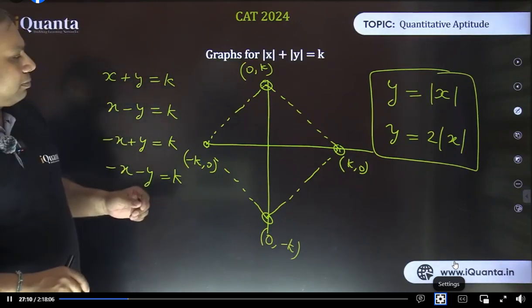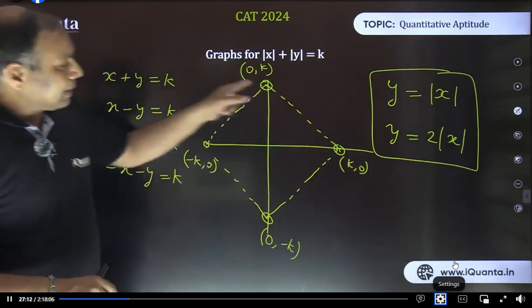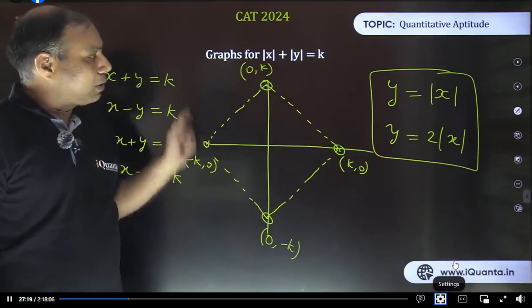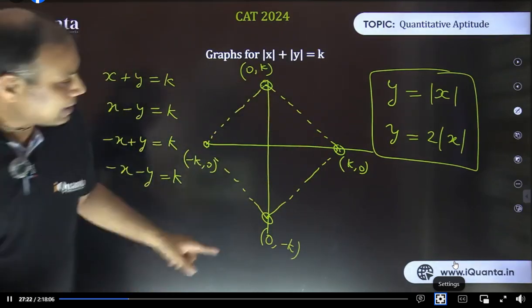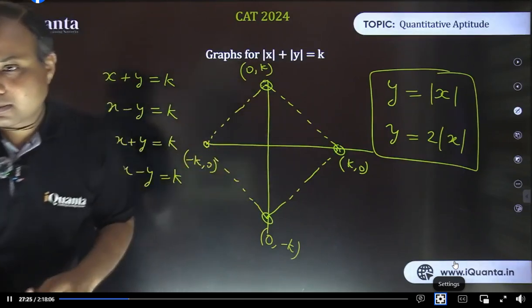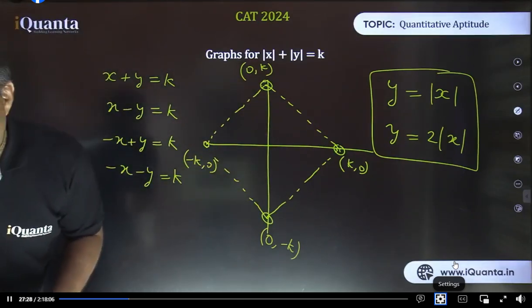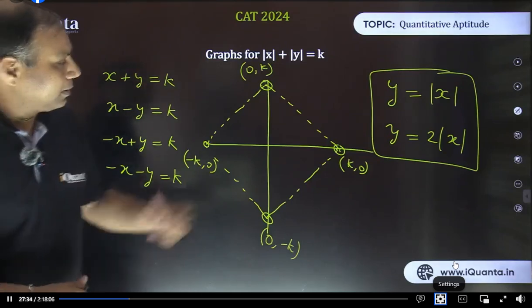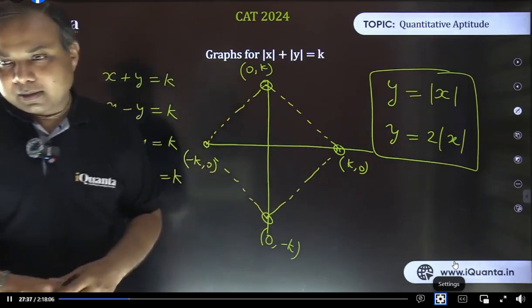Now tell me, can you tell me the length of each side of this quadrilateral? Are all the side lengths equal or not? They are equal. Yes, root 2k is the side length. This is k, 90 degree, this is root 2k.